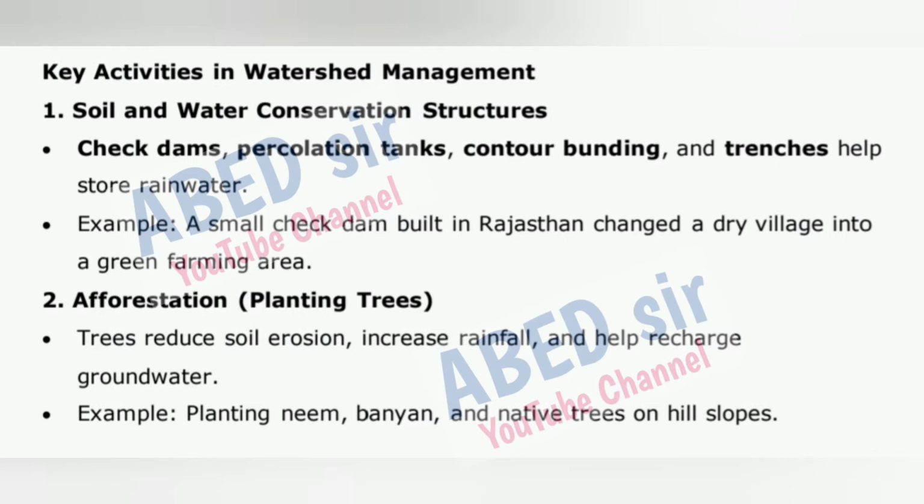1. Soil and water conservation structures. Check dams, percolation tanks, contour bunding, and trenches help store rainwater. Example, a small check dam built in Rajasthan changed a dry village into a green farming area. 2. Afforestation, planting trees. Trees reduce soil erosion, increase rainfall, and help recharge groundwater. Example, planting neem, banyan, and native trees on hill slopes.